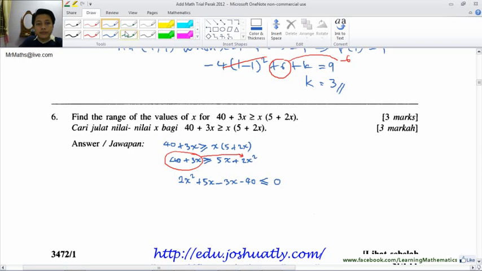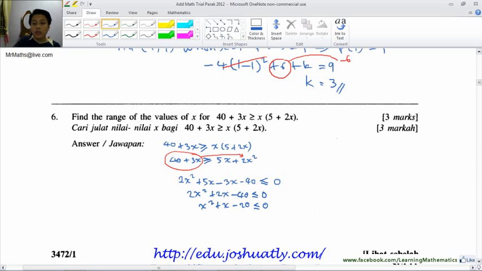So then 2x squared. Okay, my handwriting is not helping. It's never been good. Okay, let me try to write it as nicely as possible. 5x minus 3x is plus 2x, minus 40. Okay, let's divide by 2 on both sides of the inequality sign. So that becomes x squared plus x minus 20 less than or equal to 0.